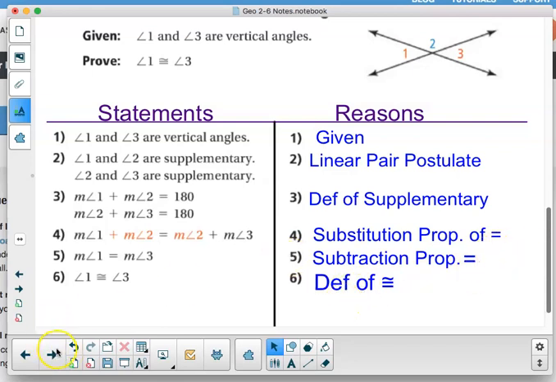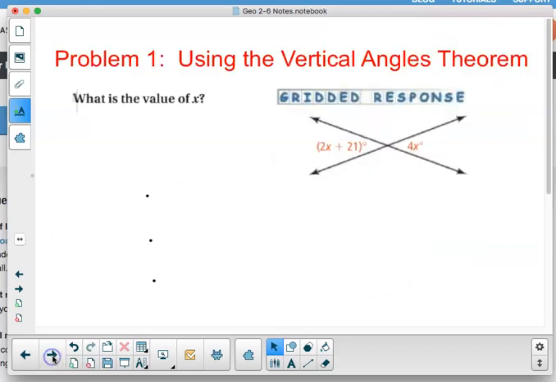If you have questions about them, you can run it back through to try to figure out what's going on for each step. You can also talk to your geometry teacher to see if they can help you out as well. Now, problem 1, using the vertical angles theorem.